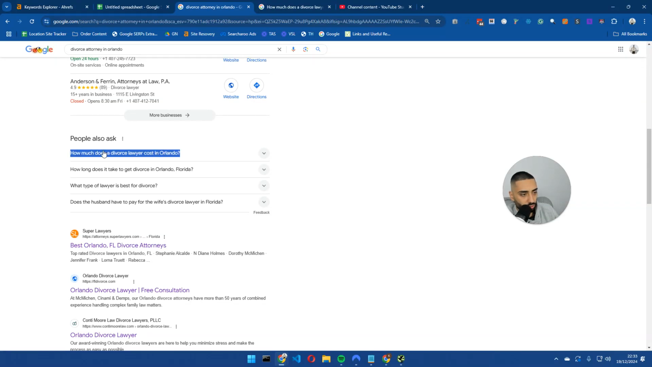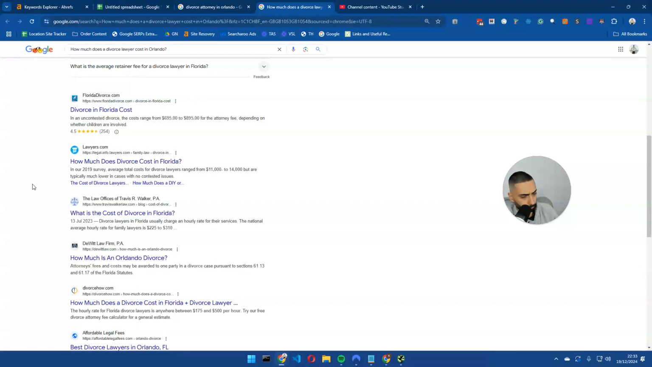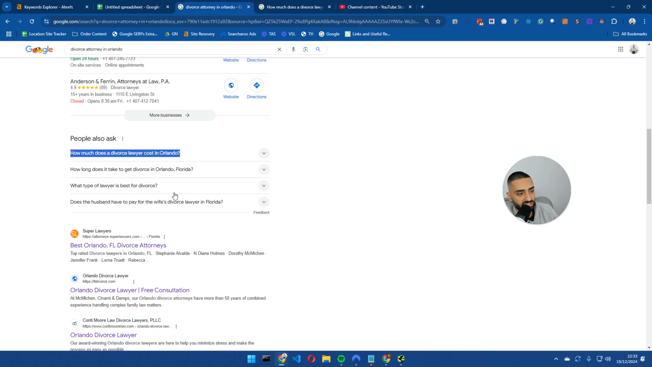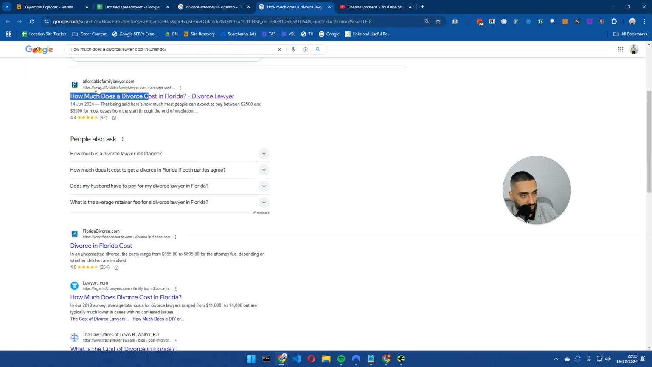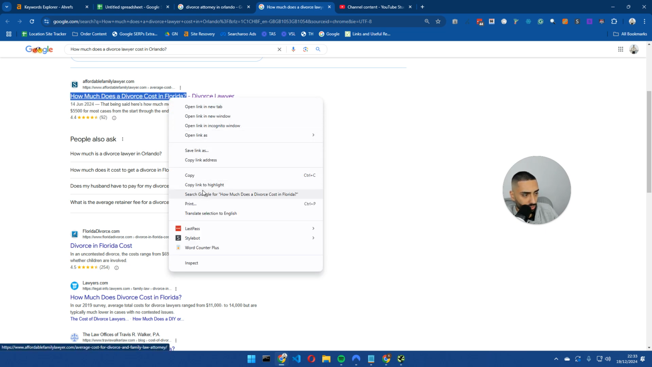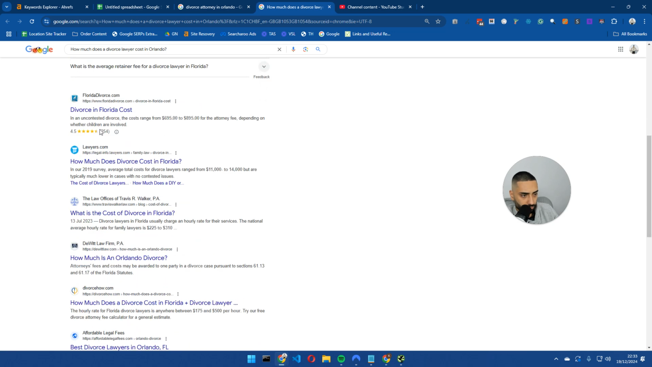How much does a divorce lawyer cost in Orlando? Now, what I'm trying to do is I'm Googling all of these different questions and the people also ask, and I'm trying to figure out, okay, do they deserve their own page or should they be part of another page? So, for example, how much does a divorce cost in Florida? If we go through, what I'm looking at specifically is all of these different page titles.